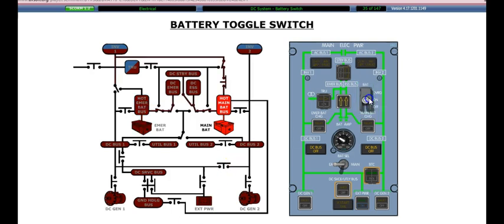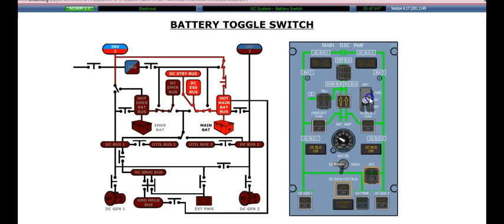When the engines are not running and external power is not available, the on position of the battery toggle switch will supply DC power from the hot main battery bus to the DC essential bus through the hot main bus transfer contactor. In addition, the hot main battery bus powers the DC standby bus through the standby bus transfer contactor, and inverter 1 through the hot battery transfer contactor.